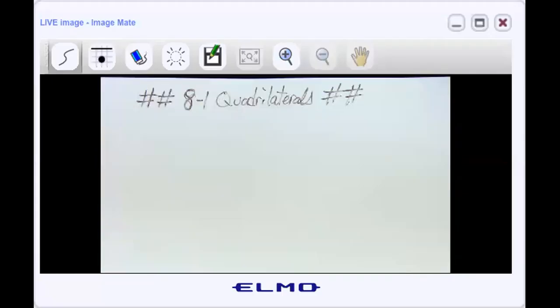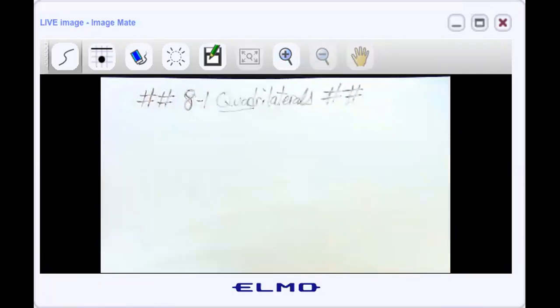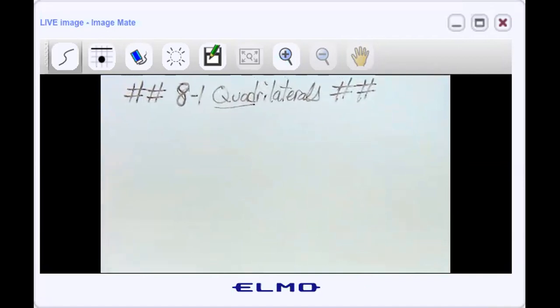There we go. So, quadrilaterals. First of all, that prefix quad is sort of a clue as to what they are and what they're made of. So what does that prefix quad mean? 4. 4, yeah. So all a quadrilateral is, is a shape made up of 4 sides.